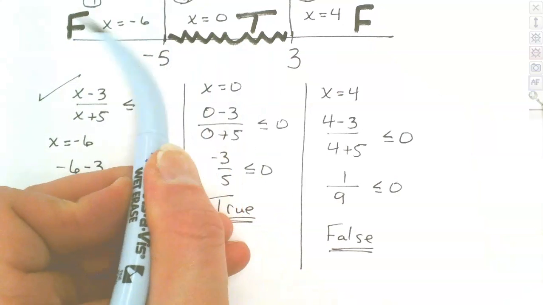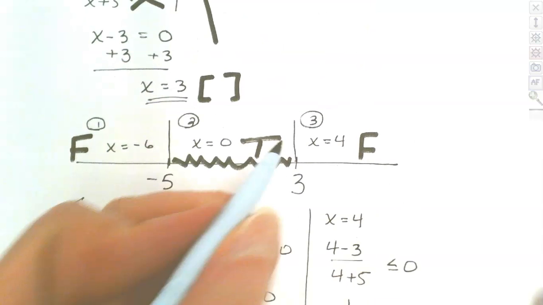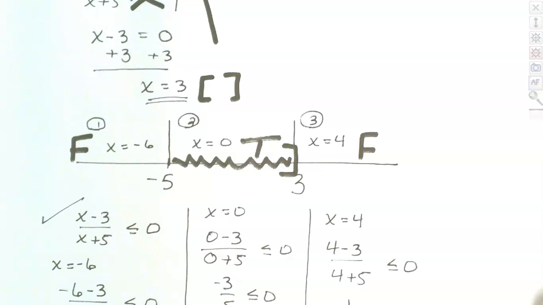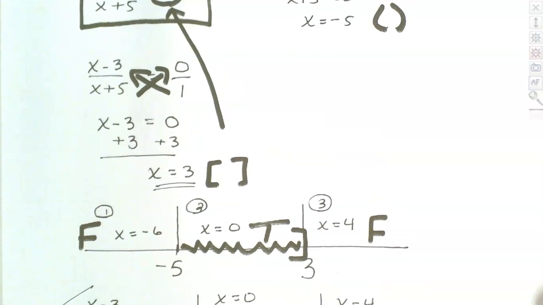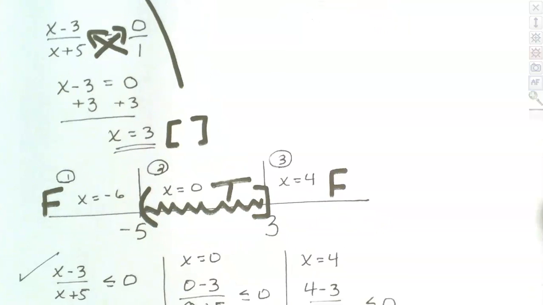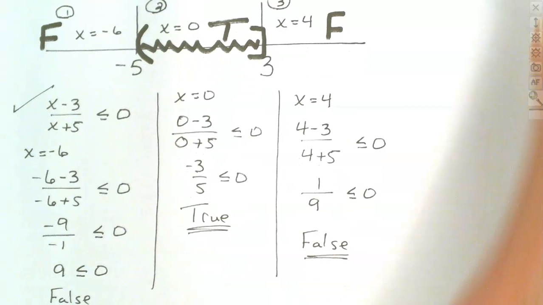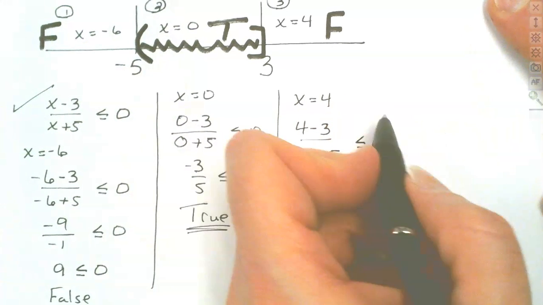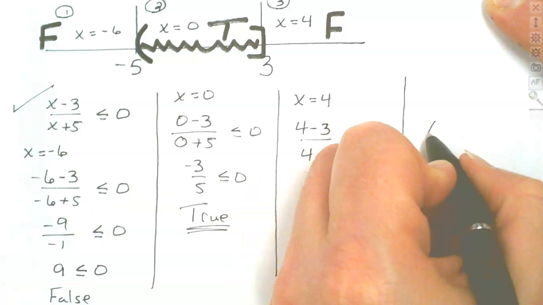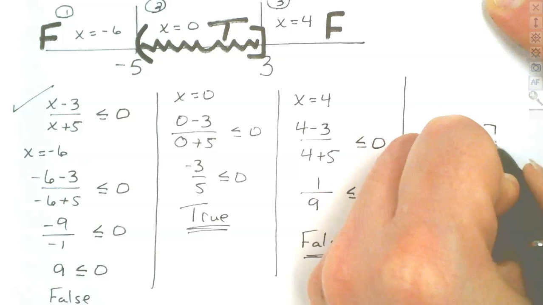Make sure, though, that you use the correct symbols. 3, we talked about, it's going to have a square bracket. And if we go back up and look, -5 came from the denominator, so it gets a parenthesis. So there's my number line. We've got it all diagrammed out. So what's my answer going to be? Well, my answer will be, and I'll just write it over here, parentheses -5, comma 3 with a square bracket.